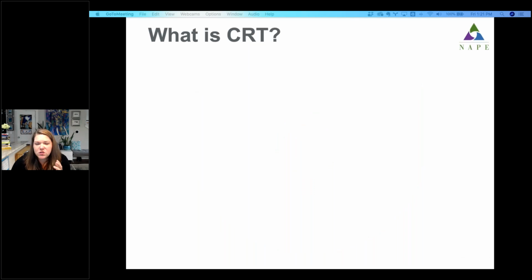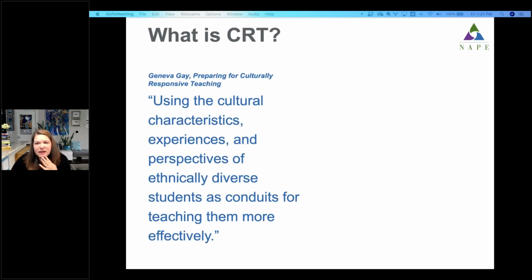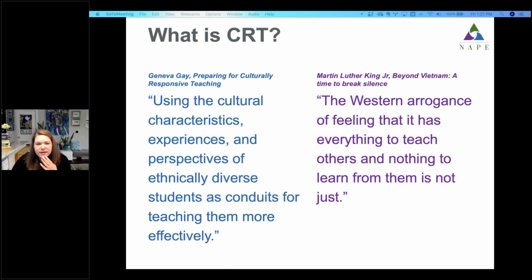Now, the big question of many is, what is culturally responsive teaching? And I like to share two different quotes here. So one is from Geneva Gay. She's considered the godmother of this theory, and she writes about using the cultural characteristics, experiences, and perspectives of ethnically diverse students as conduits for teaching them more effectively, right? So we're using students, their experiences, as ways to teach them in more effective and efficient kinds of ways.